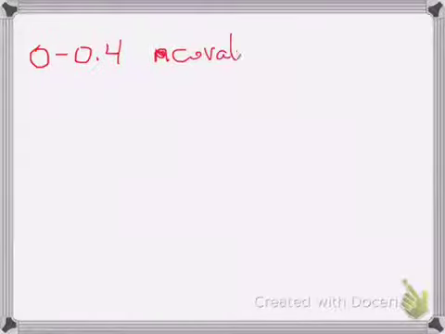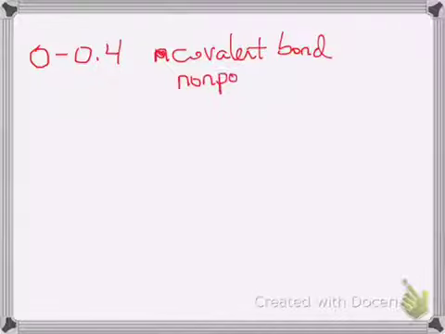Now, how do you know based on the difference which one it is? If the value on your subtraction is between 0 and 0.4, this is a covalent bond, which means we're sharing electrons, and it's nonpolar, means that we're not only sharing them, but we're sharing them pretty much equally. They're pretty much getting the same amount.